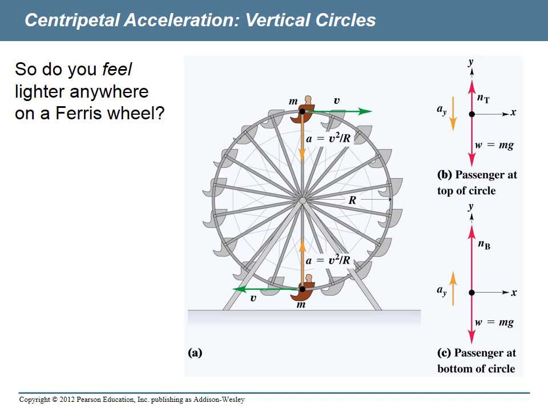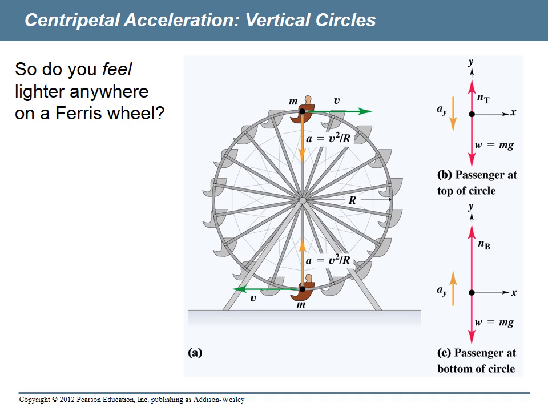So here's a sort of conceptual thing. Maybe if you've ridden on a Ferris wheel before, you probably have noticed that you feel lighter in one place and you feel heavier in one place, right? It's sort of similar to when you're riding in an elevator and you feel lighter and heavier. Where do you feel lighter when you're on a Ferris wheel?